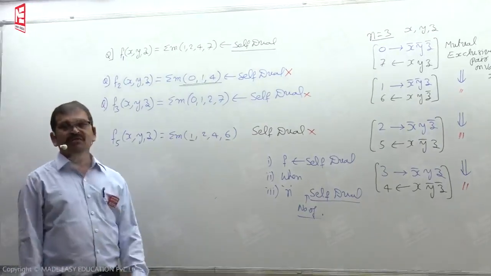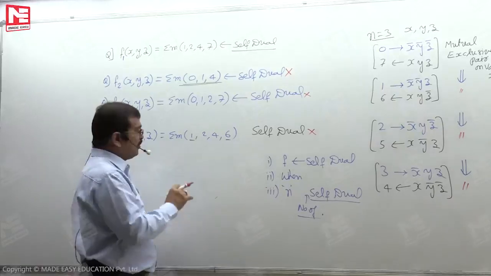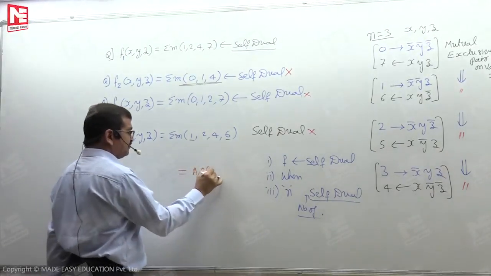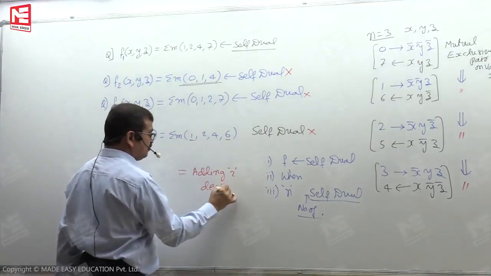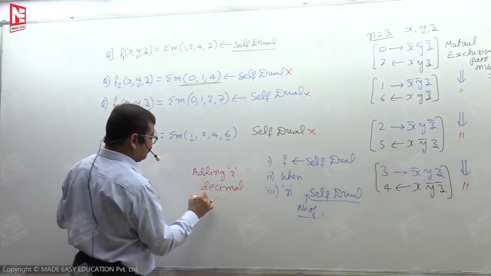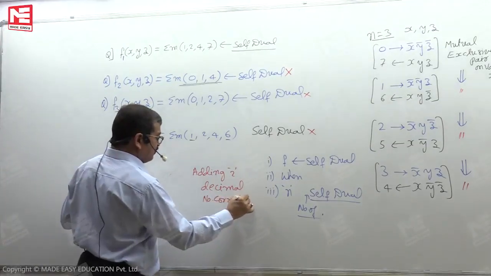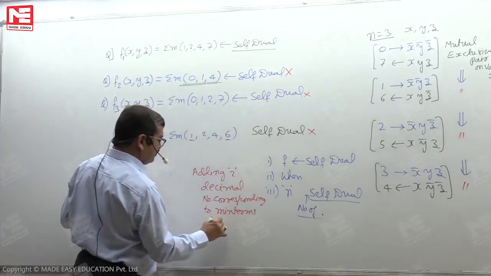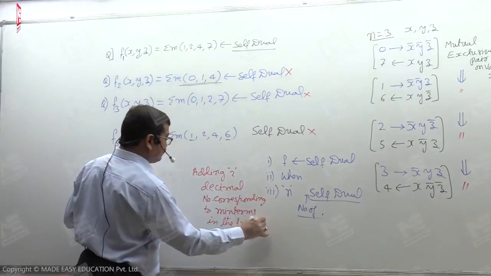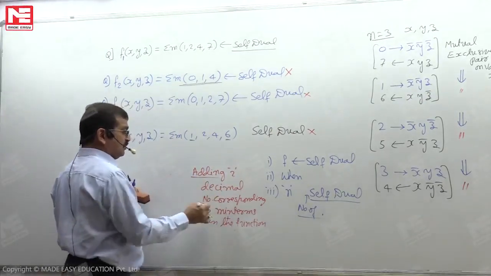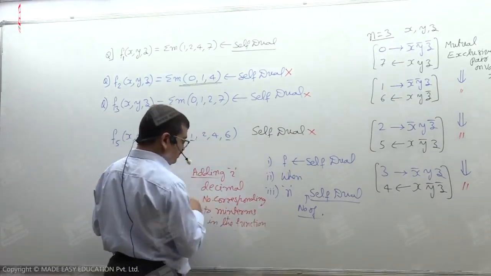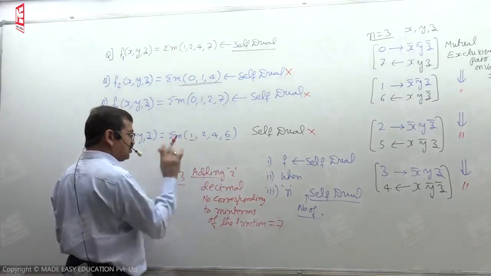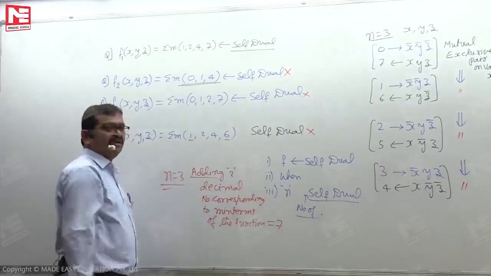But I am talking a little alternatively with the shortcut. The shortcut is whenever we are adding the decimal values corresponding to the min terms of the function, while adding any two decimal numbers, if it results in 7, on the 3 variable case I am talking, then that function is not a self-real function. We are looking here: 1 plus 6, the result is 7.